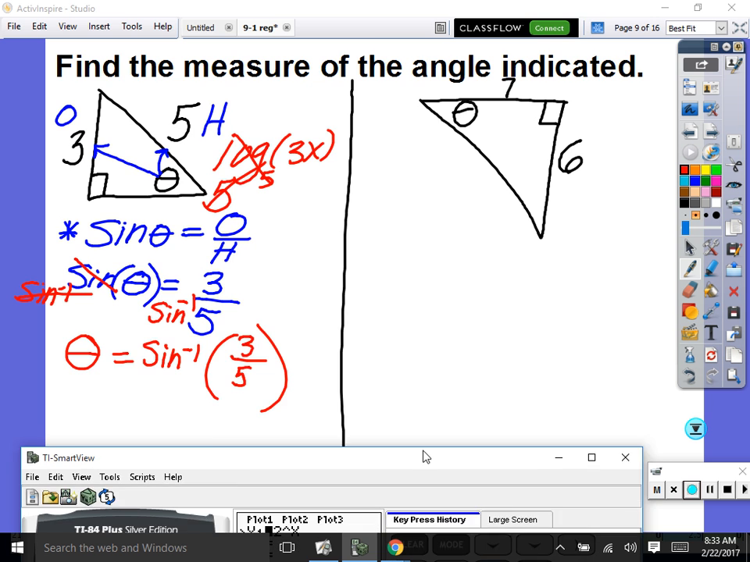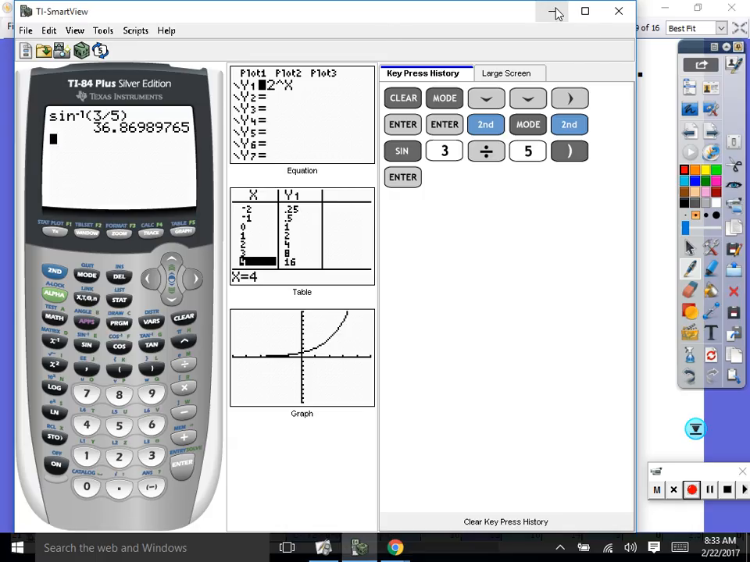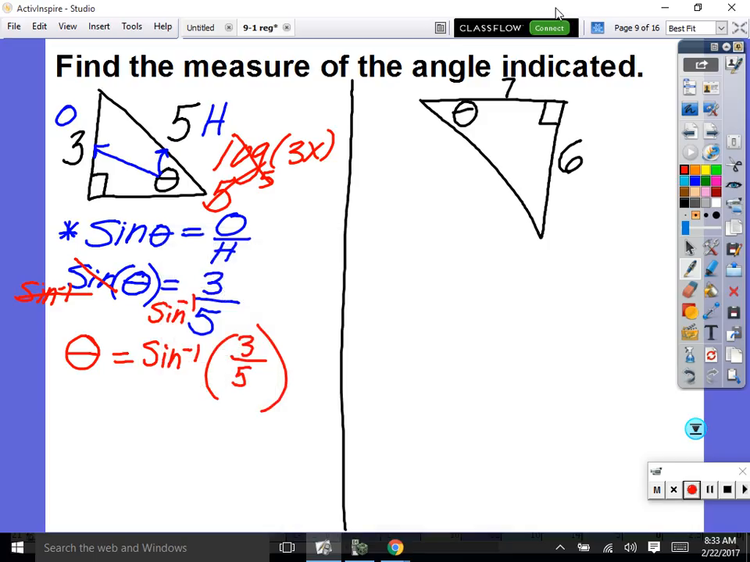Okay, now I need to find sine inverse of 3/5. Look right here. It says sine inverse above the sine button. So you'll do second sine. That puts in sine inverse of 3 divided by 5. Close your parentheses. 36.8 or 36.9 degrees. It says round to the nearest tenth. So that angle measure was 36.9 degrees. So theta was 36.9 degrees. So we went all the way to find this.